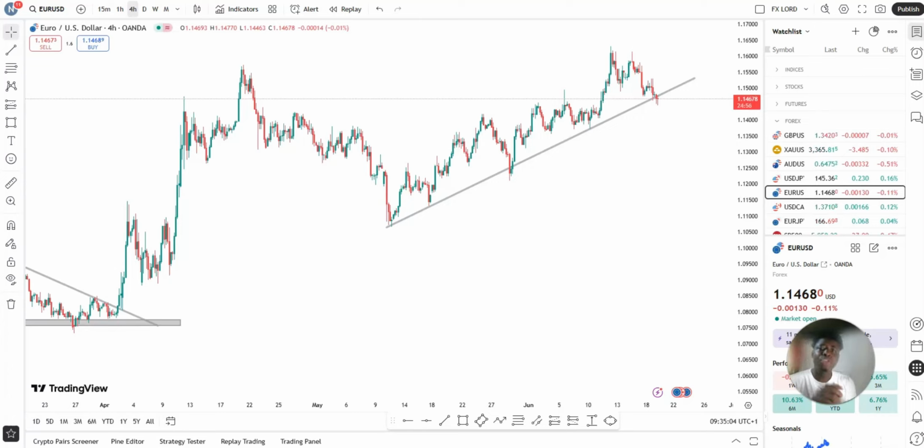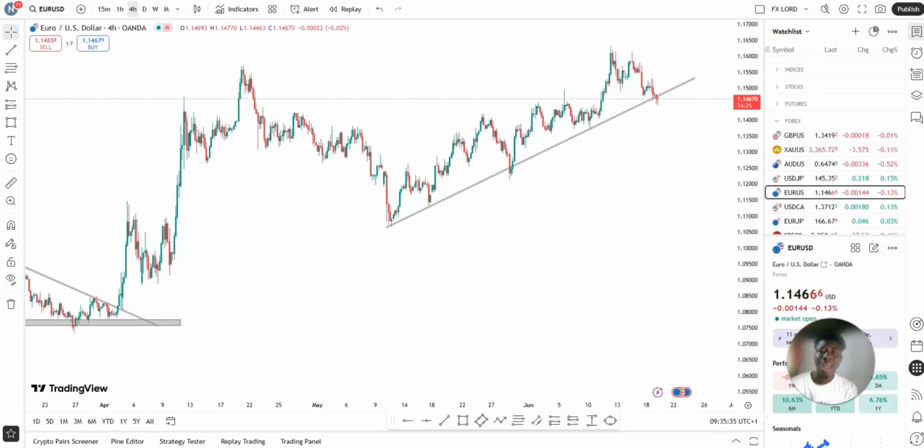Let's say the price of Euro USD against the US dollar keeps going higher. You draw a trend line under the rising price point. In an uptrend, you want to draw the trend line under the price level, and in a downtrend, you want to draw the trend line on top of the price level, because that is the area the market is reacting.